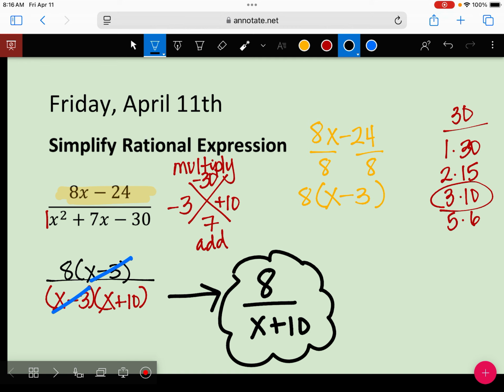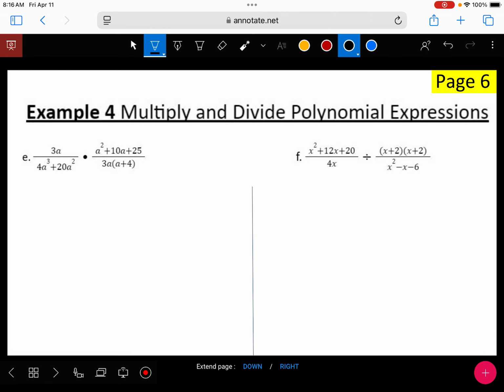And that's it. So we have 4 questions left to do as we finish out this first part of chapter 8. So go to page 6 and we have E, F, G, and H, and we are done. So page 6 in the blue packet.